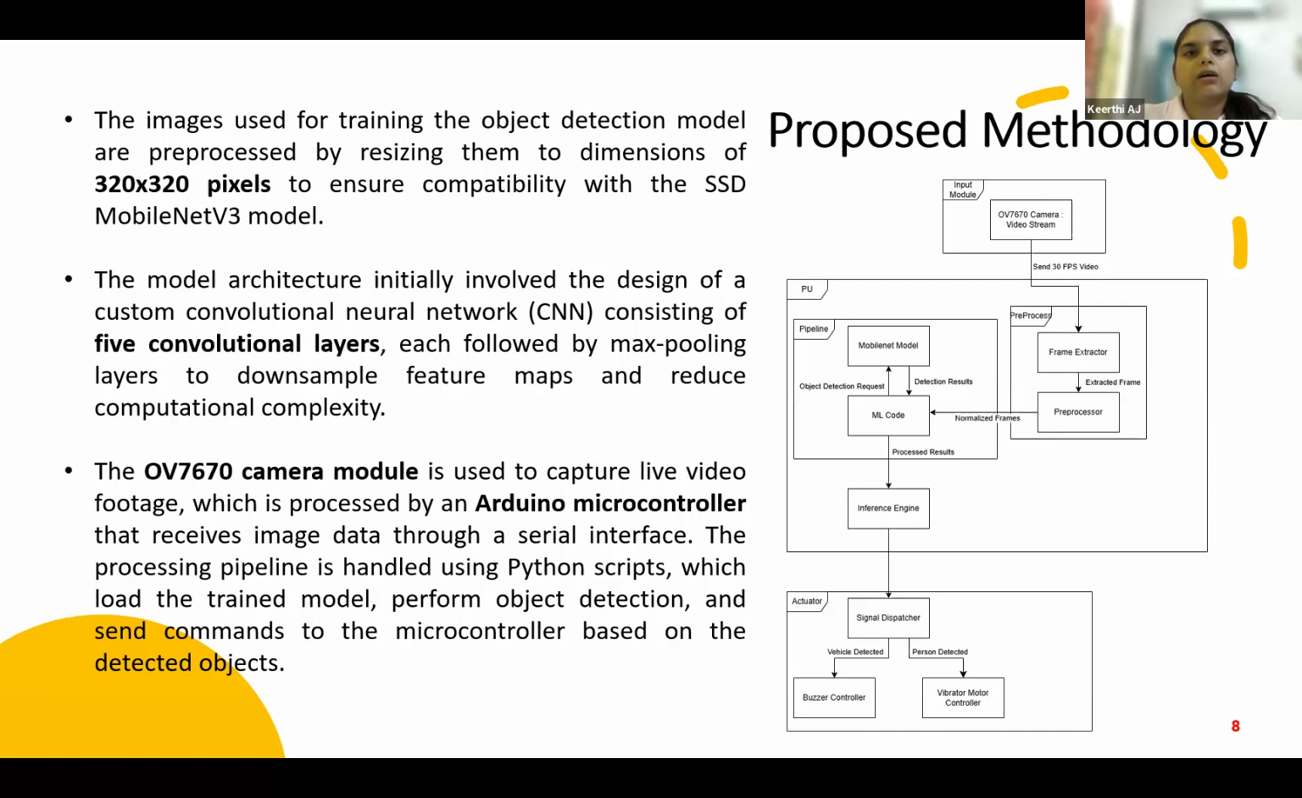We have reduced the size, so we have resized the input images into 320 by 320 pixels to ensure compatibility with the SSD MobileNet V3 model. And for the camera module, we have used the OV7670 camera module. This captures the live video footage and gives it to the Arduino, and the Arduino gives it to the Python pipeline. The Python pipeline gets the input from the Arduino, and it will give the output to the Arduino again.